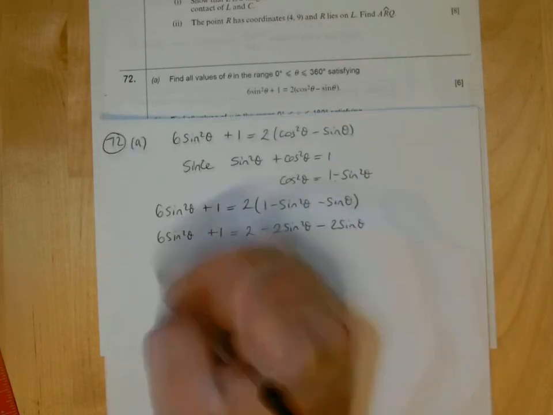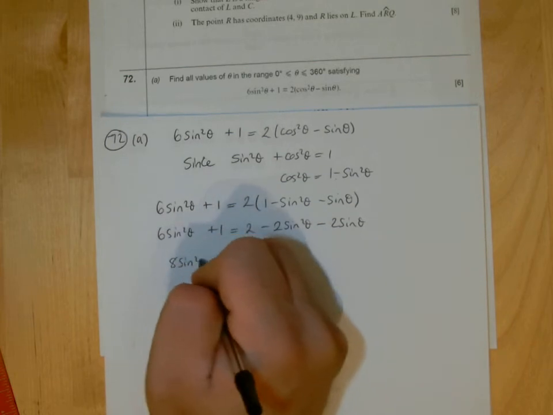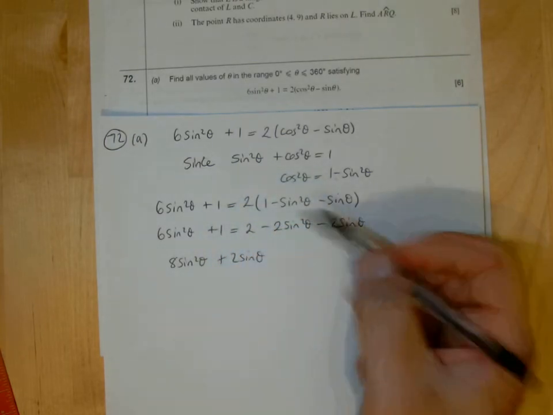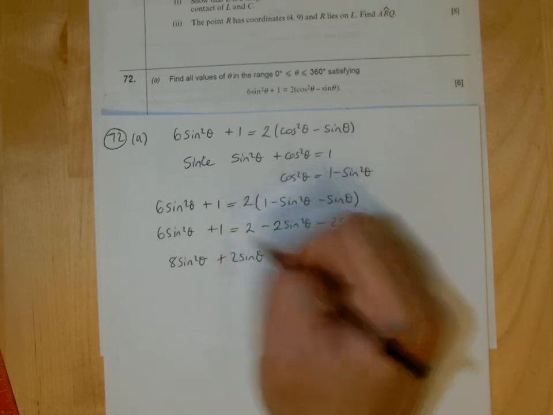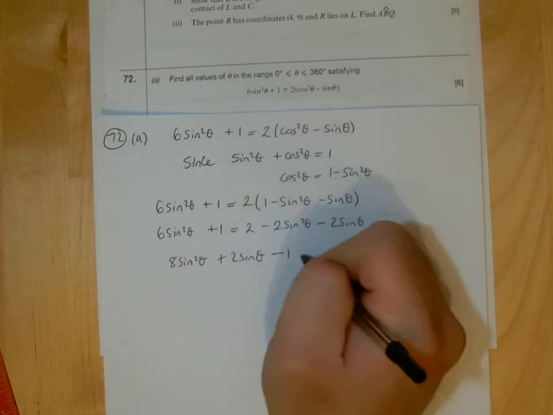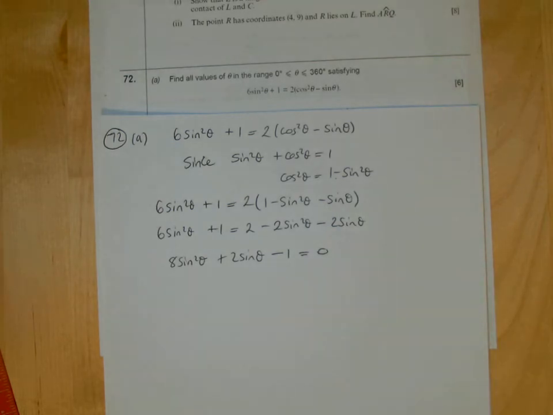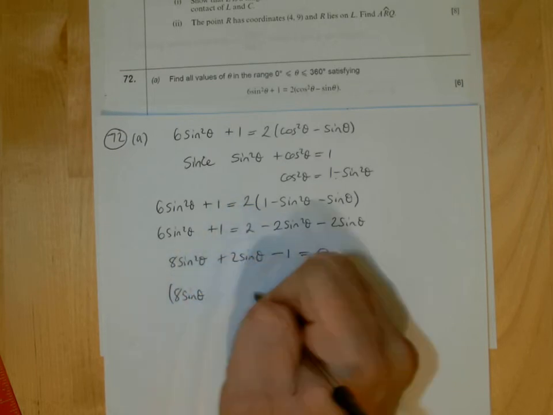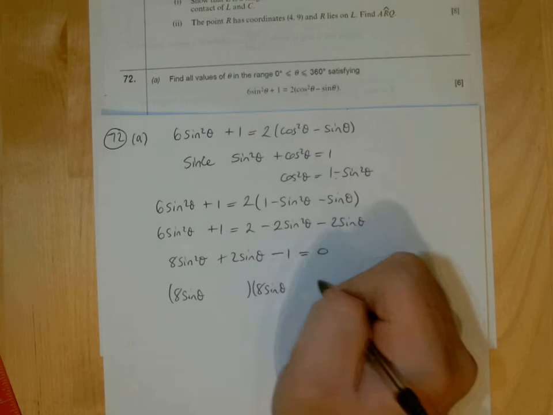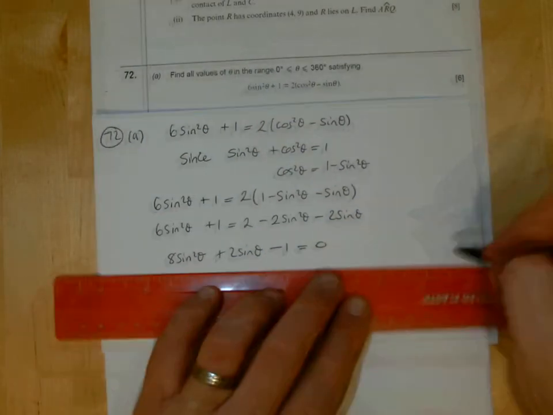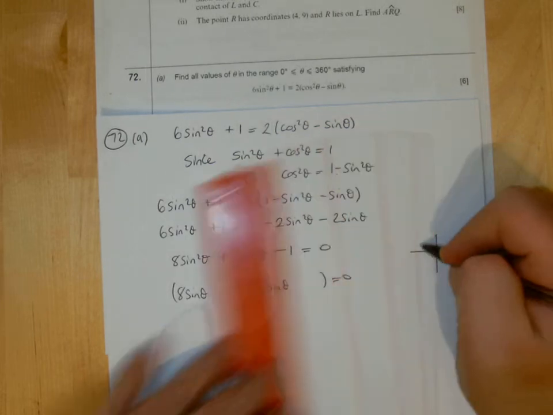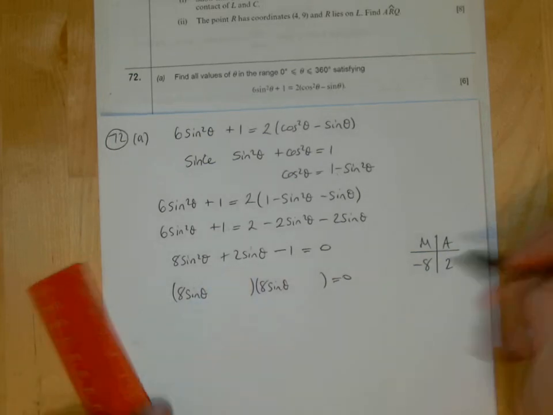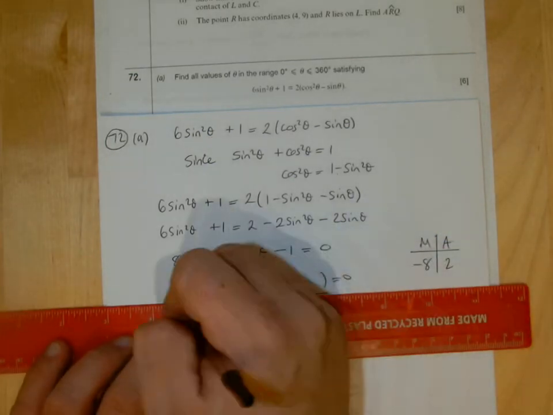So take everything over to the left hand side, so I have 8 sine squared theta plus 2 sine theta. And then we've got 1, and if I take that 2 over, it becomes minus 2, so I'll end up having minus 1 equals 0. Okay, so we're going to try and factorize this, put it into two brackets, so 8 sine theta in both brackets, and multiply, add thing. And remember, you multiply that first number by the end one, that's minus 8, and it's going to add up to give 2. And because we multiplied by 8 there, we're going to now divide by 8 here.